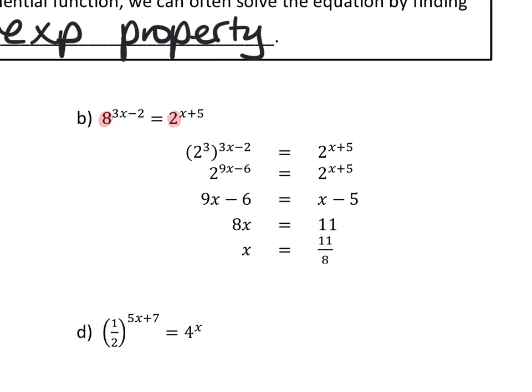Technically, distribution is for multiplication only, but this kind of looks like distribution. So don't tell anybody you're doing distribution, because they'll say you're not, because distribution is for multiplying. But you can kind of think of it like that. We're multiplying that exponent to the other exponent. That's a power of a power, multiply. Now the bases match. Yay. We set the exponents equal to each other and we solve.